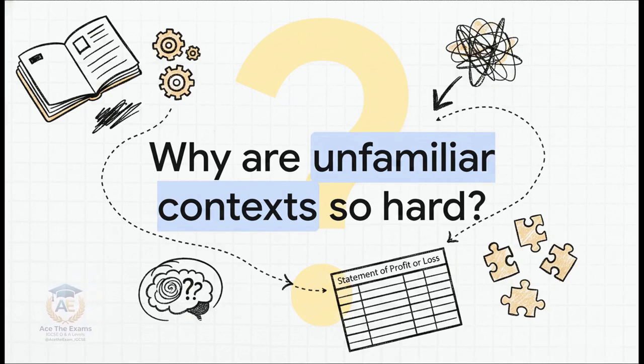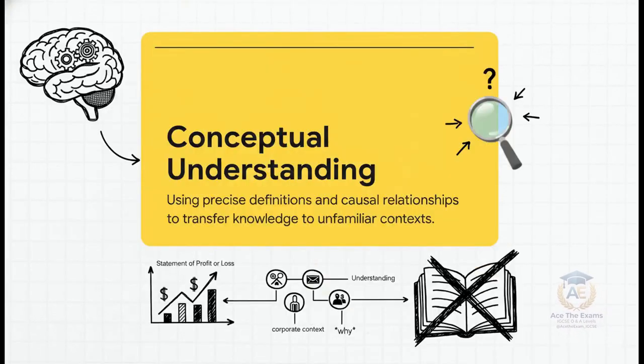When the context is unfamiliar, candidates panic and default to just describing the numbers. But the A-star requires you to execute the specific command word within the new constraints of the prompt. The answer to conquering that unfamiliarity lies right here: true conceptual understanding. What does that actually mean? It means relying on precise definitions, mapping out causal relationships, and using systematic analysis to transfer your knowledge into entirely unfamiliar territory.